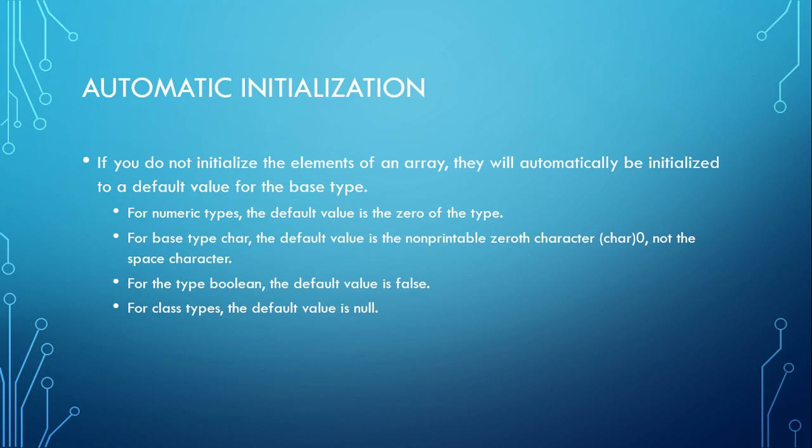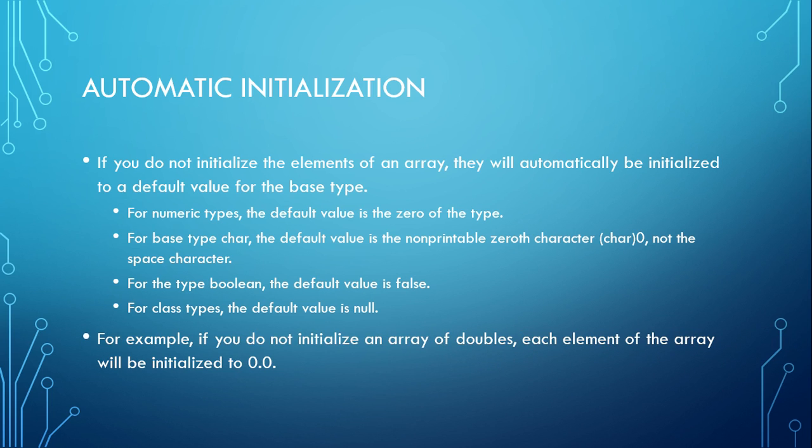Now, for the type boolean, the default value is false. And for class types, the default value would be null. So if you were to create a class array, the values filled in would be null. So for example, if we do not initialize the array of doubles, each element of the array will be initialized to 0.0.